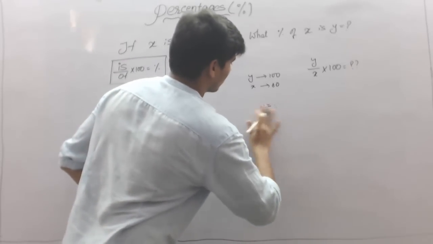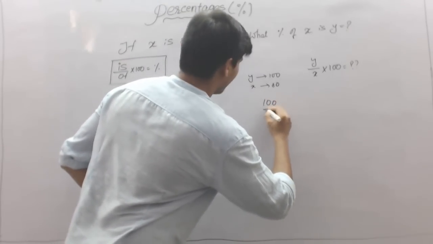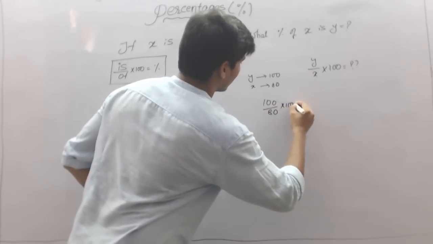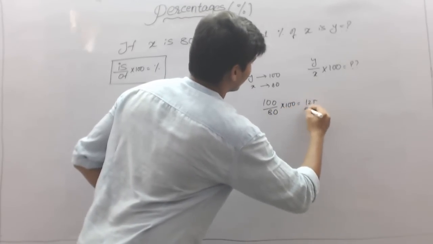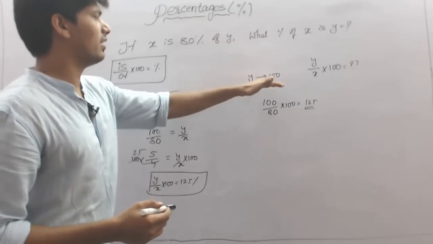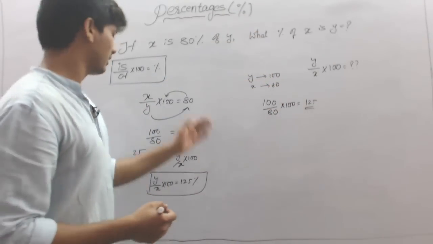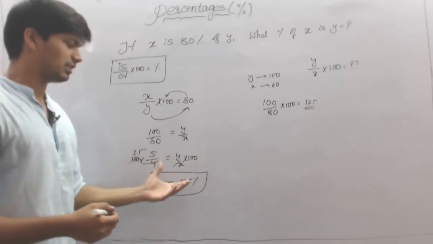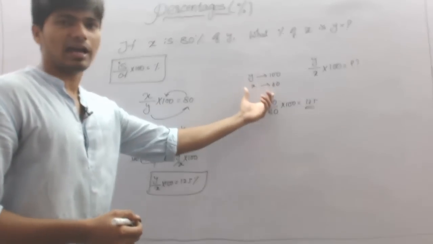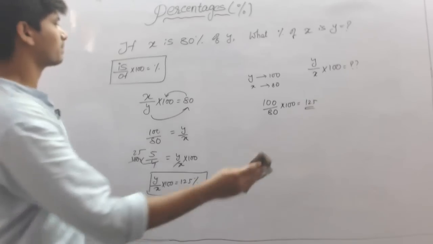Sorry, 100 by 80 into 100, which gives 125. Got clarity? So y is 100, x is 80, then 100 by 80 into 100 gives 125. This is very simple. So you can solve this by the conventional method or by the other method also. Now let's do another problem.